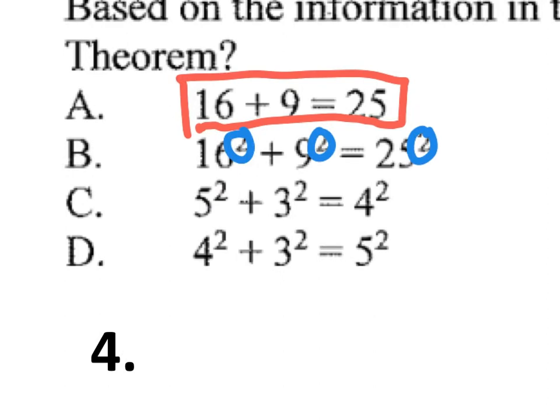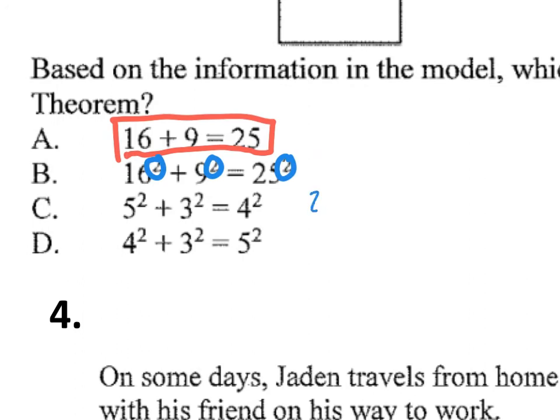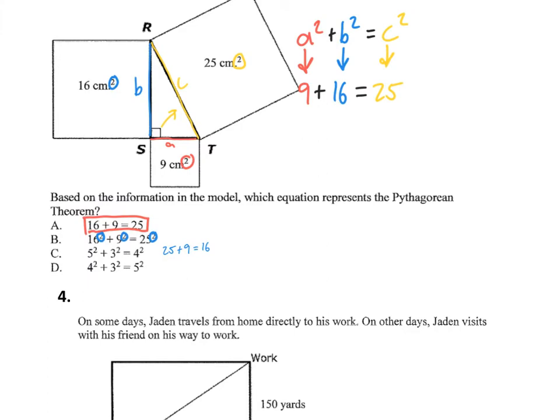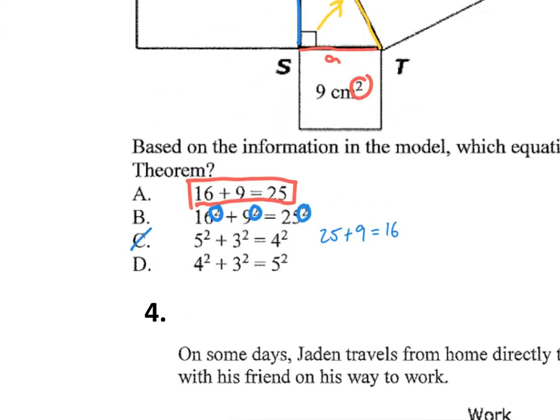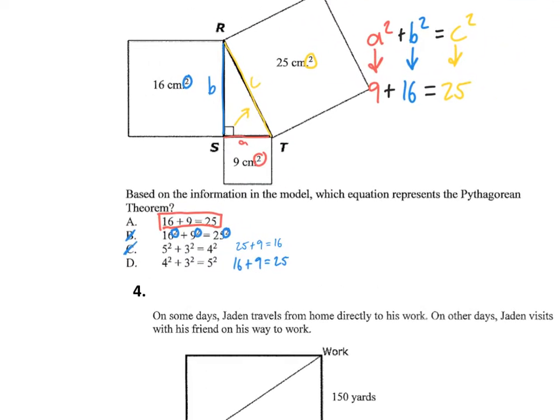So 5 squared would be 25. Actually, I'm going to just rewrite this one off to the side. 25 plus 3 squared, which is 9, equals 4 squared, which is 16. Well, again, that doesn't match what we have written up there. 25 is our side C, and that one should be by itself. So C is definitely out. And I meant to mark out B earlier. And then D, they've got 4 squared, which is 16, plus 3 squared, which is 9, equals 5 squared, which is 25. Taking a look at what I've got up there, that actually works.